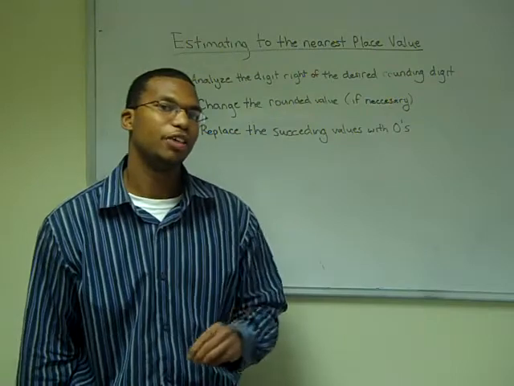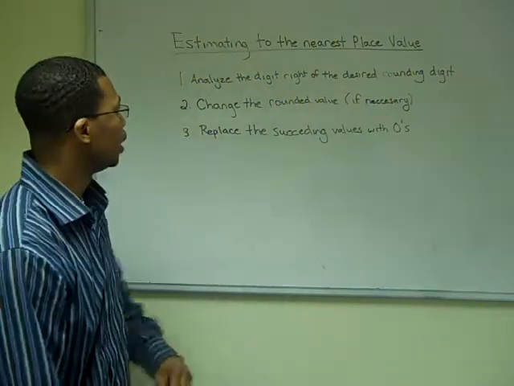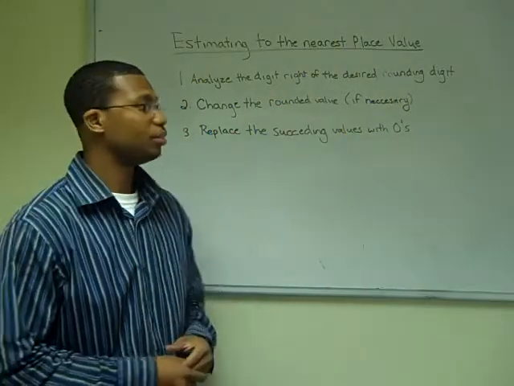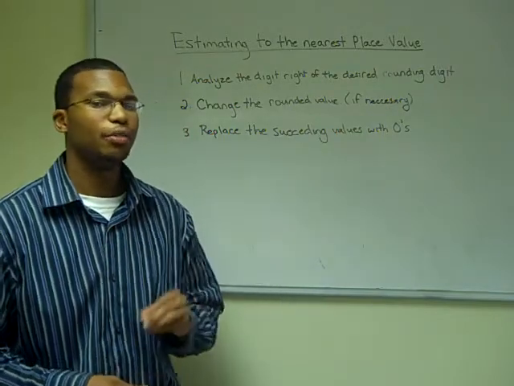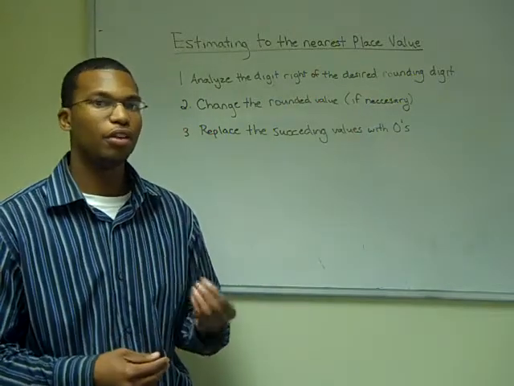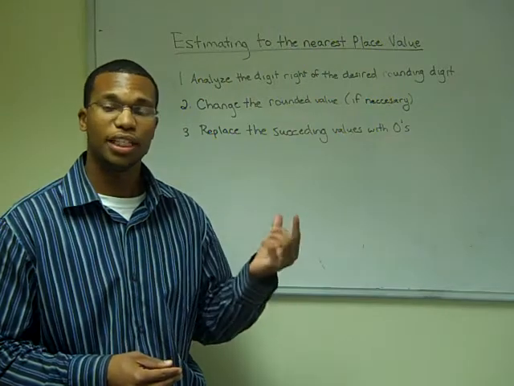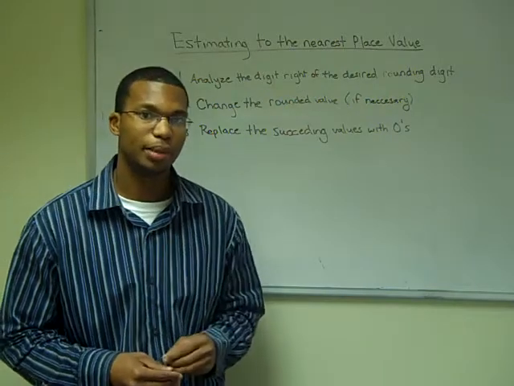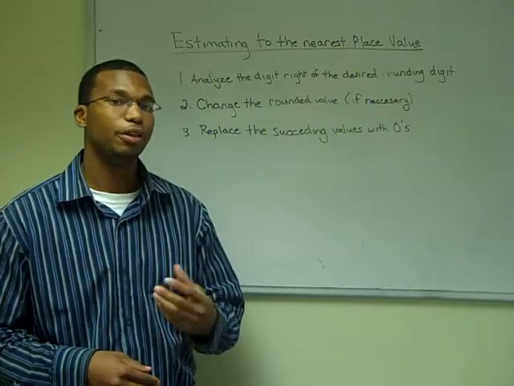Estimating to the nearest place value can be summarized in 3 steps. The first step is to analyze the digit to the right of the desired rounding digit. Secondly, we'll change the rounded value if necessary. The reason why I say if necessary is because if the digit to the right of the rounding value is greater than 4, then we're going to take the rounding digit and bump it up. If it's less than 4, it will stay the same. And lastly, we're going to replace the succeeding values with zeros.